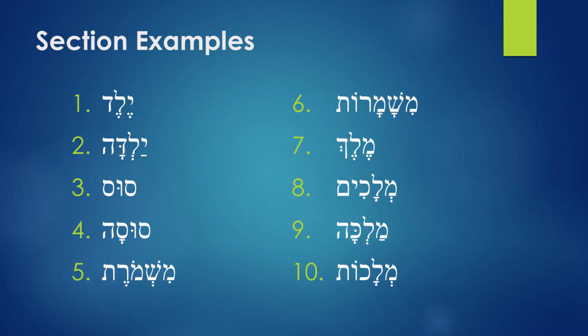Word number 5, we have the word mishmeret. When we're beginning, we say that most of the time words that end with tav are feminine.